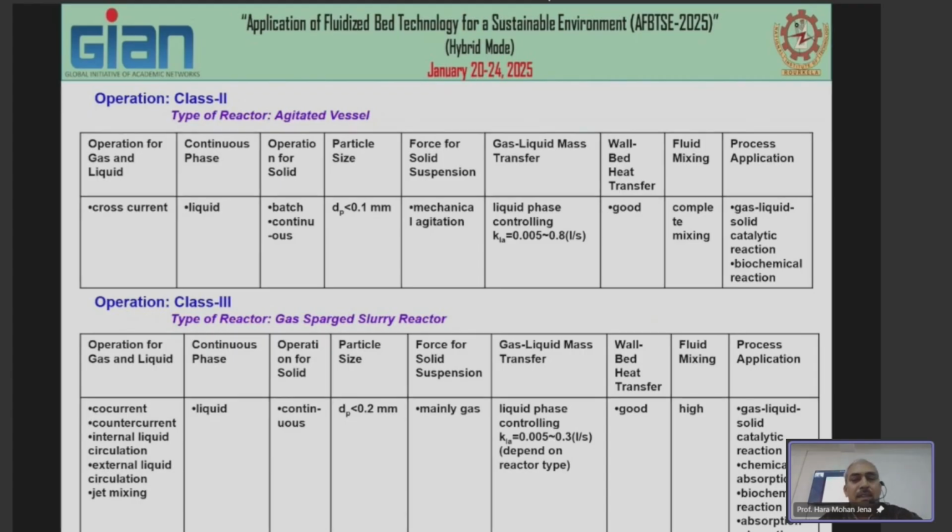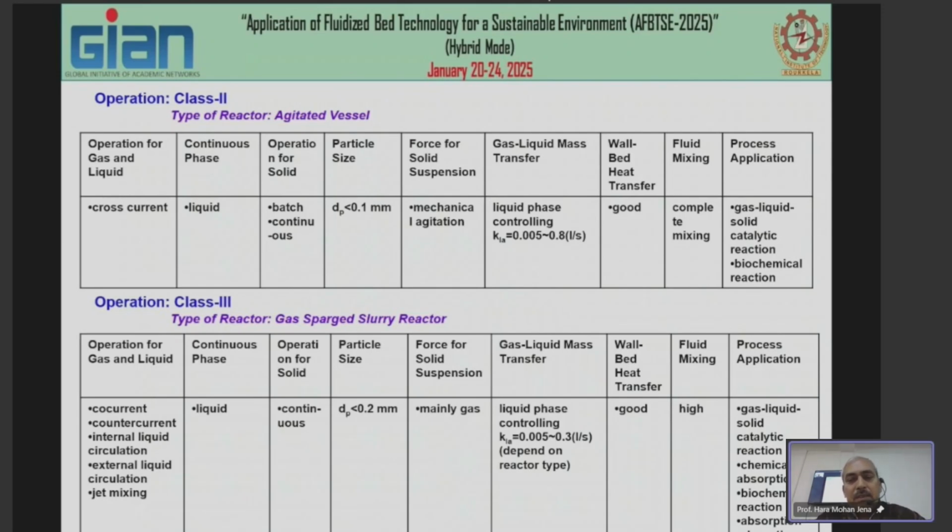Operation class 3, gas sparged slurry reactor. The operation for gas and liquid phases is co-current, counter-current, internal liquid circulation, external liquid circulation, and jet mixing. Here again, the continuous phase is the liquid. Operation for solid is continuous. Continuous flow of solid is there in this reactor. Particle size less than 0.2 millimeter. Force for solid suspension is mainly the gas. Gas actually imparts the drag on the solid particles.